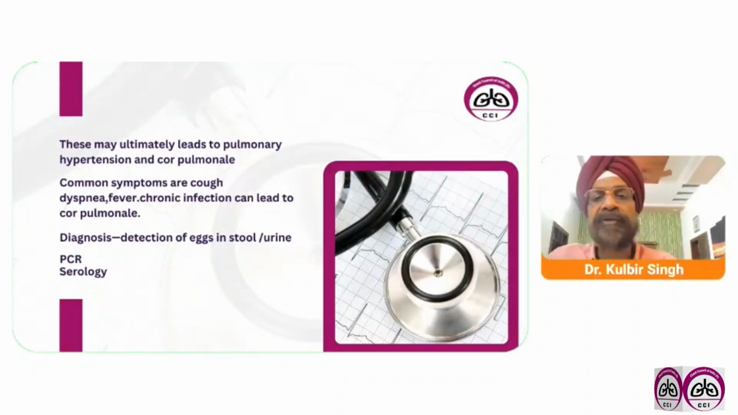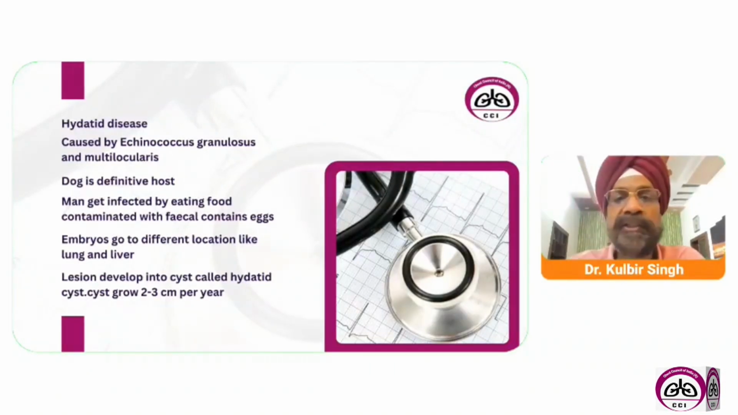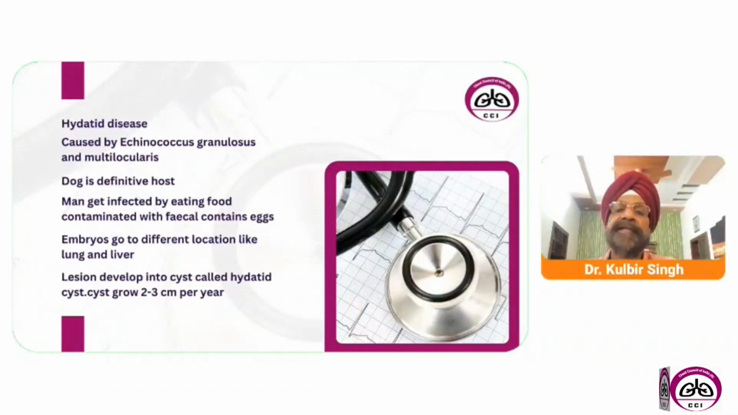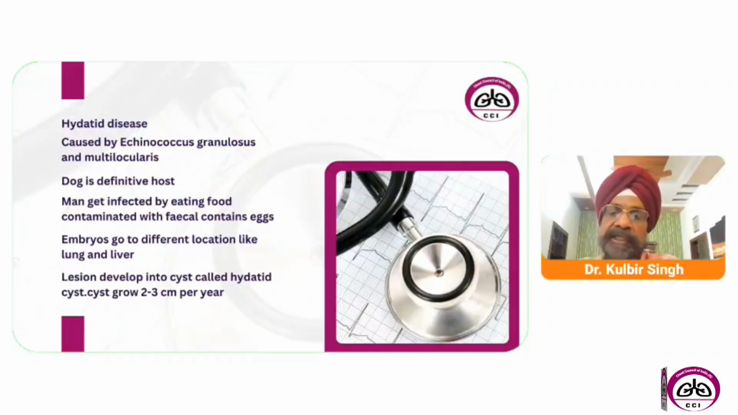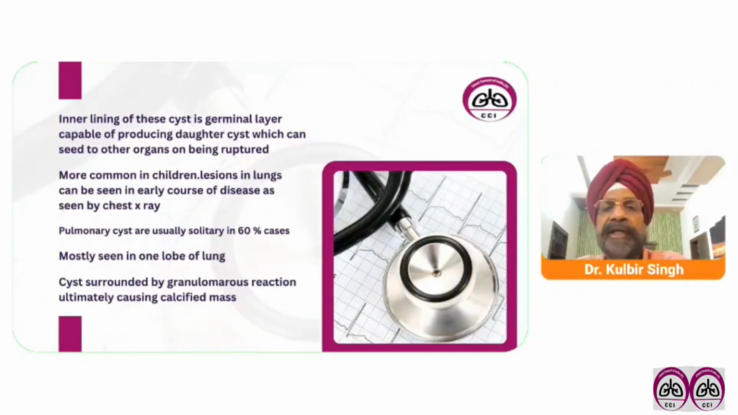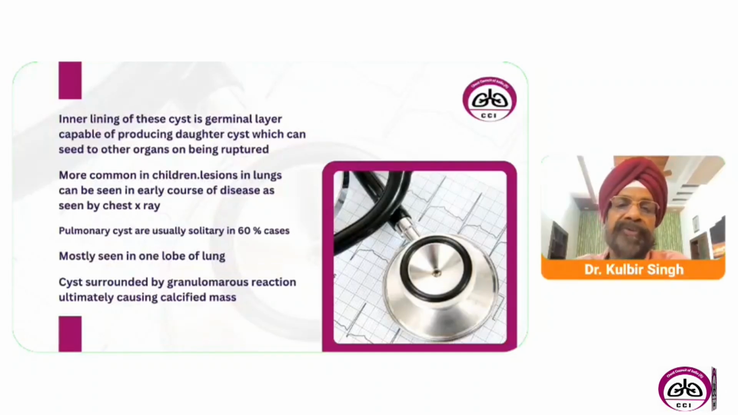Hydatid disease is caused by Echinococcus granulosus and multilocularis. Dog is the definitive host. Man gets infected by eating food contaminated with feces containing eggs. Embryos go to different locations like lungs and liver. Lesions develop into a cyst called a hydatid cyst, which can grow 2 to 3 centimeters per year. The inner lining of this cyst is the germinal layer, capable of producing daughter cysts, which can seed to other organs on rupture. More common in children, lesions in the lungs can be seen in the early course of disease by chest X-ray. Pulmonary cysts are usually solitary in 60% of cases.